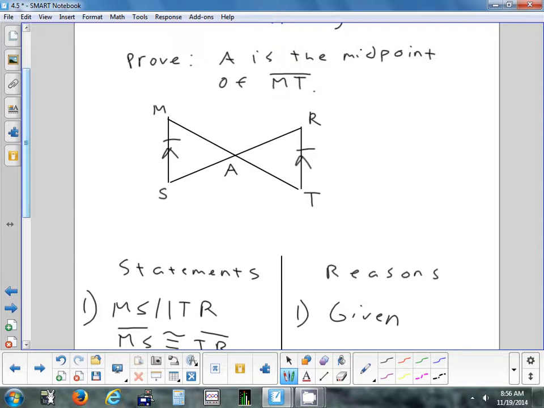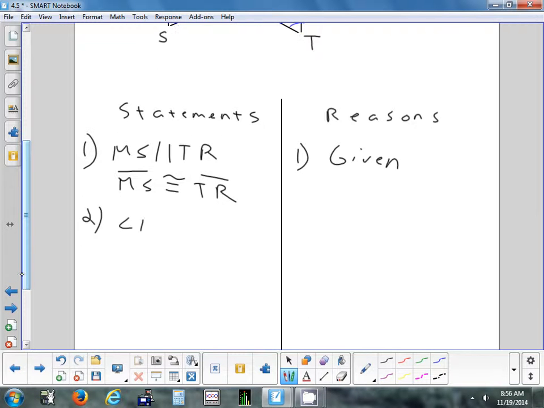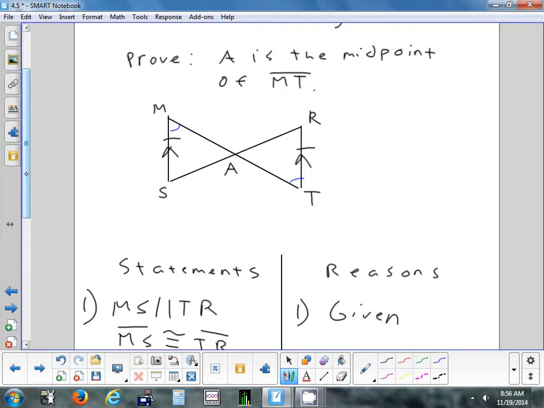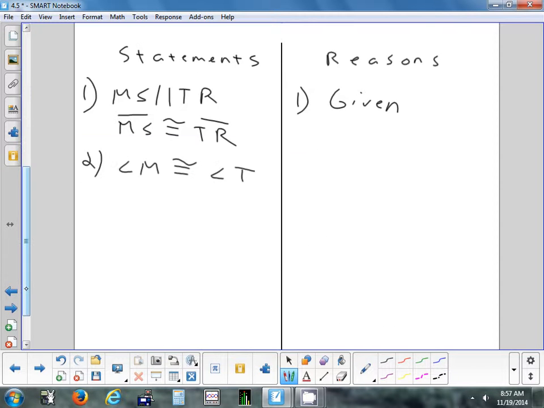So this is a little different. We do know they're parallel this time. We're not trying to prove that. Which angles would be congruent? Angle M, mm-hmm, angle T. Good. Let's write that down. Angle M and T are congruent. Couldn't we say angle S and R congruent? Yep, you could also say that. Angle S and R. Those are congruent.